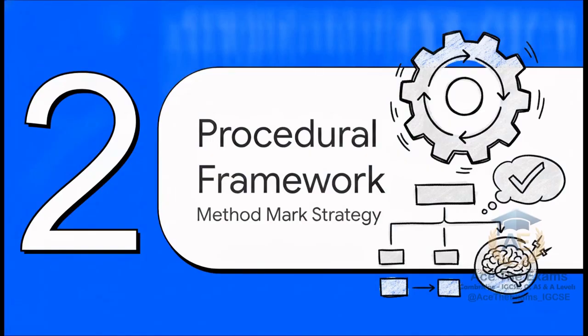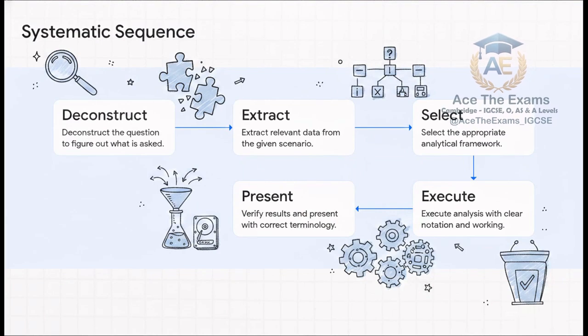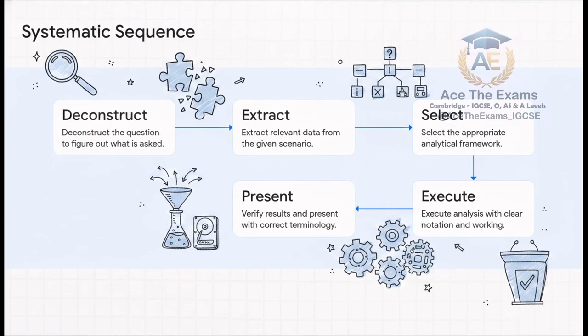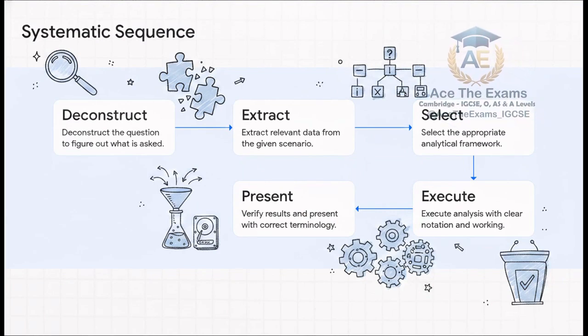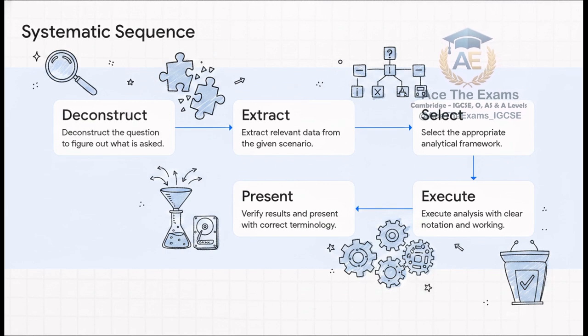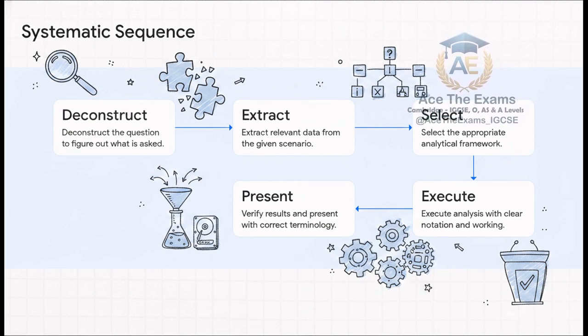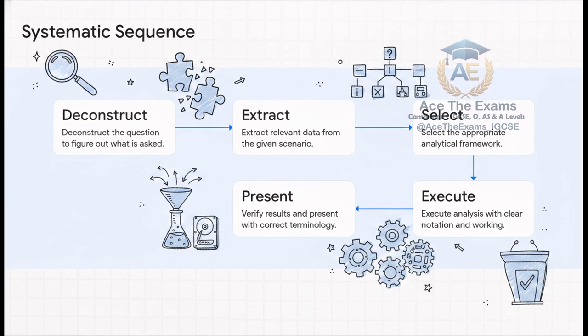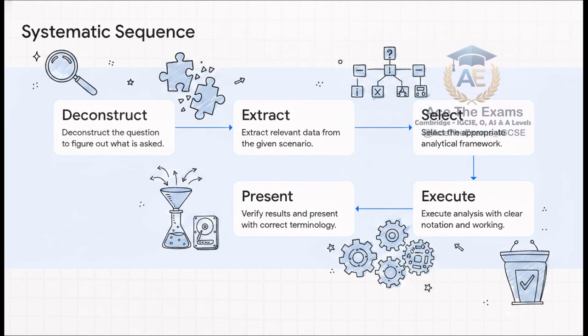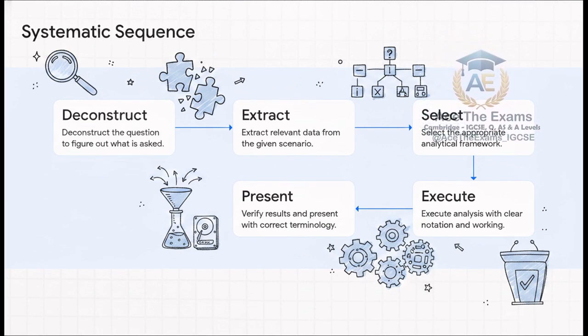Section 2. The procedural framework, the method mark strategy. Listen up, because this is the core engine of our entire strategy today. In these advanced IT exams, the final answer isn't the only thing that matters. In fact, sometimes it's not even the most important thing. Examiners actively award marks for your systematic process. We call these method marks. They are looking at the how just as closely as the what.